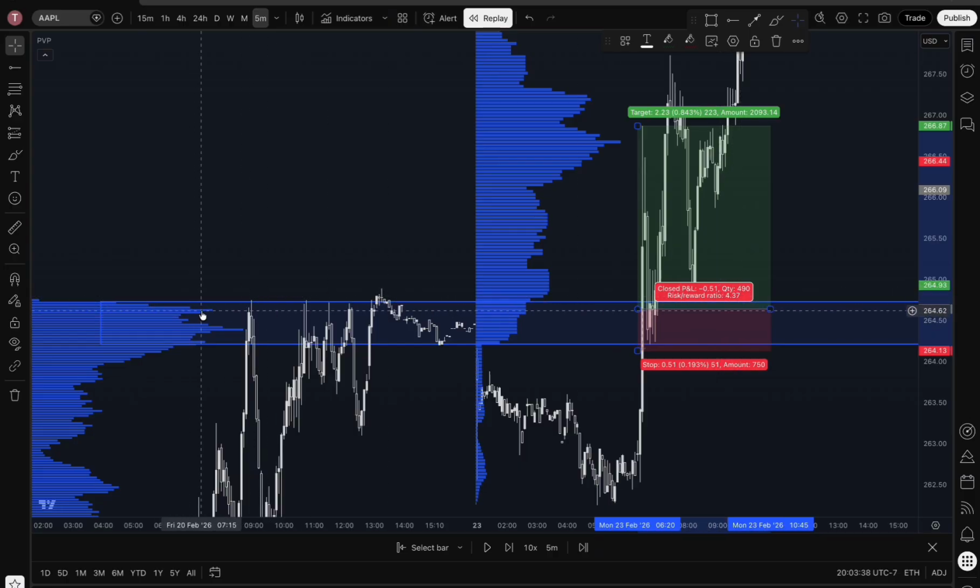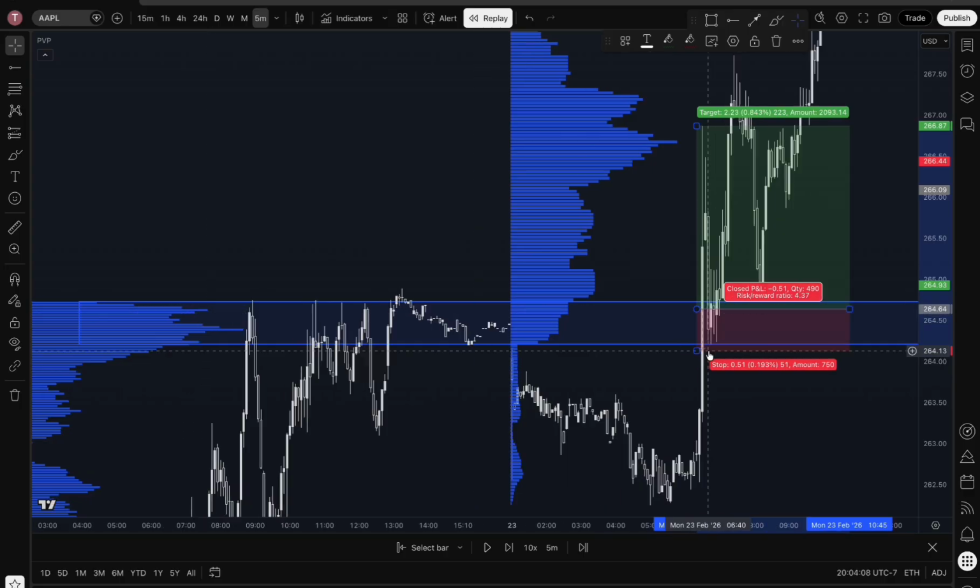I would have entered at this volume node right here. So it's like a volume node within the high volume node. So this first significant one, this would be my entry right here, and then my stop loss would be right below the high volume node. The whole trade would have lasted for less than an hour.